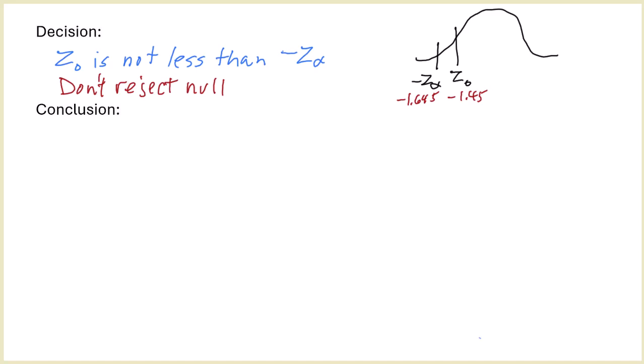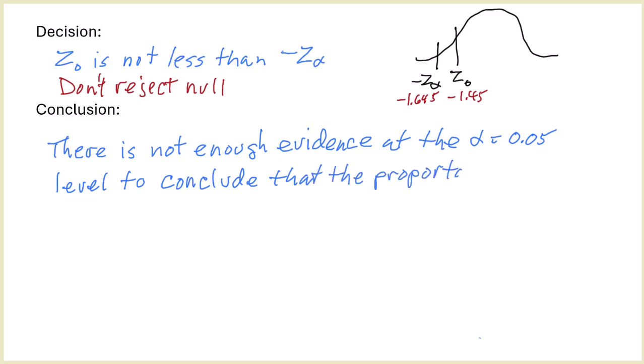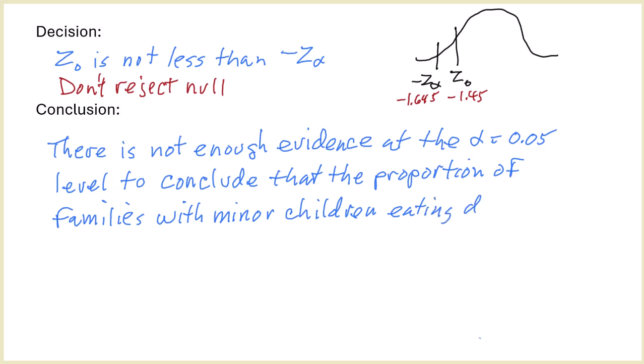So what's our conclusion? We know we're not going to reject the null. Here's a good way to write it. One sentence. So I'm mentioning alpha in there. And I'm saying at that level of significance, we don't have enough evidence to reject the null. And then write what the null is. It almost takes longer to write the conclusion than it does to do the problem.